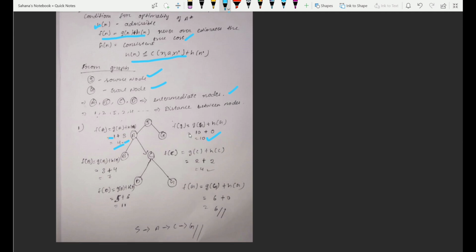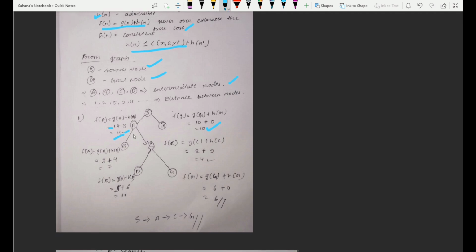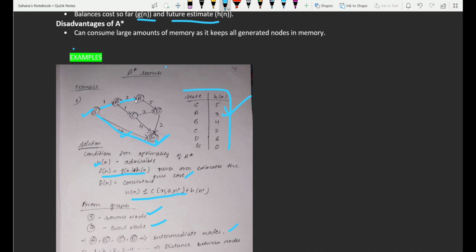Even if it is a goal node, if it costs more, we should ignore it. Okay, then the lowest value is A, so we will explore A. If we explore A, what will we get? B, the neighbor nodes of A, B and C. Now we will find out the f of B and then the f of C.